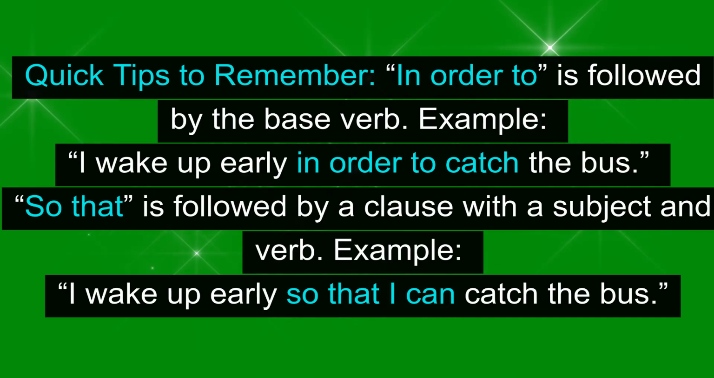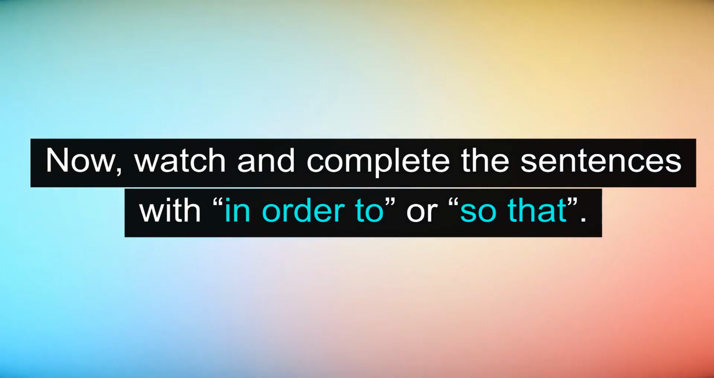Quick tips to remember. In order to is followed by the base verb. Example. I wake up early in order to catch the bus. So that is followed by a clause with a subject and verb. Example. I wake up early so that I can catch the bus. Now, watch and complete the sentences with in order to or so that.